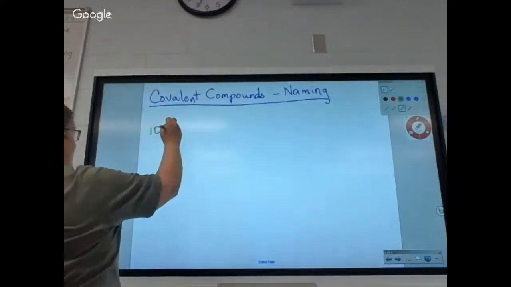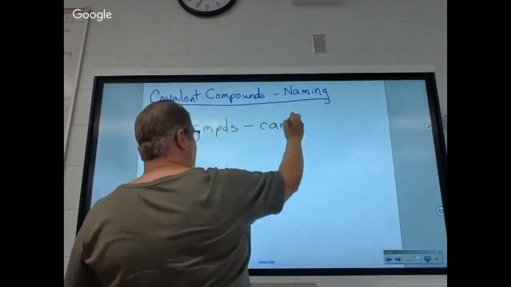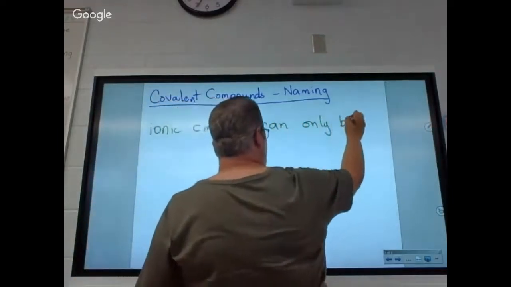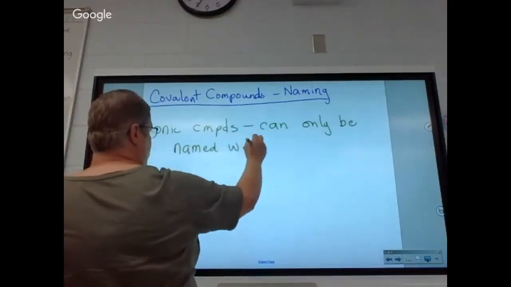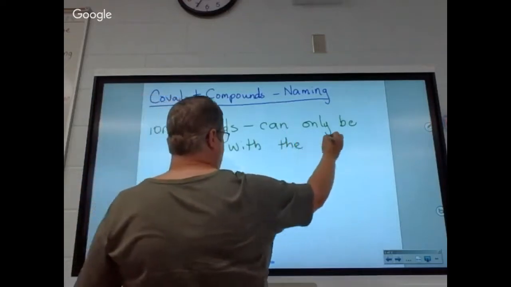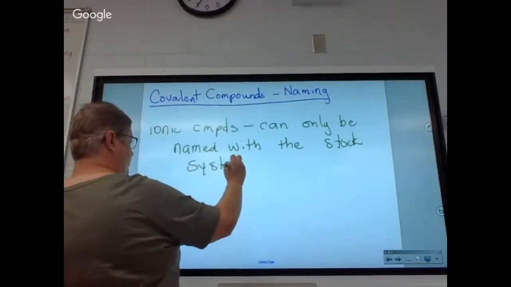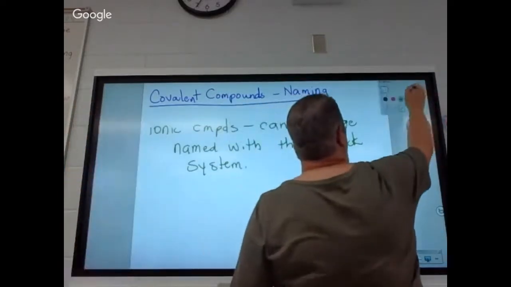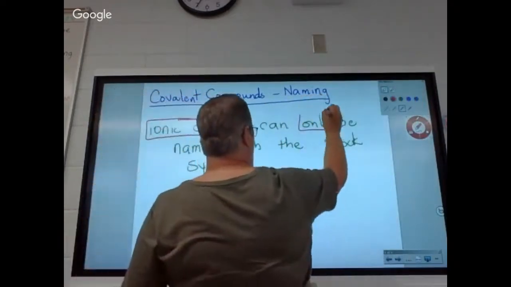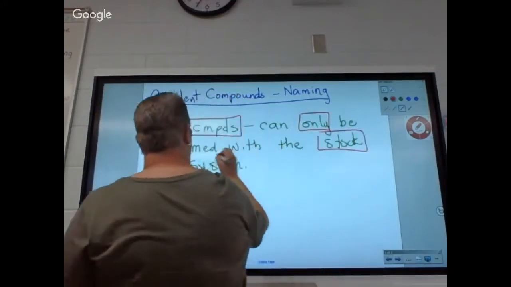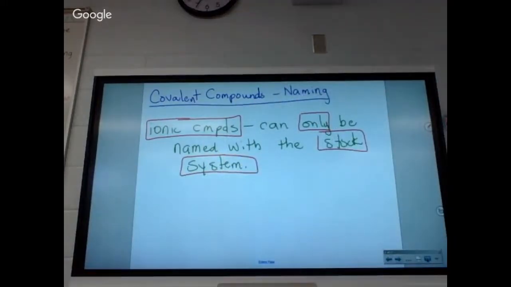Now, ionic compounds can only be named with the stock system. Okay. Now, ionic can only be named with the stock system. That's what we've been doing.